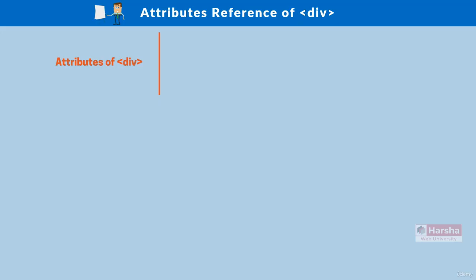Attributes of div tag. There are no attributes for div. Earlier we were having an attribute called align, but that is removed as per HTML5 specification. So overall there are no attributes for a div tag, because the alignment, background color, border, margins, etc. should be applied by using CSS, but not by using HTML.